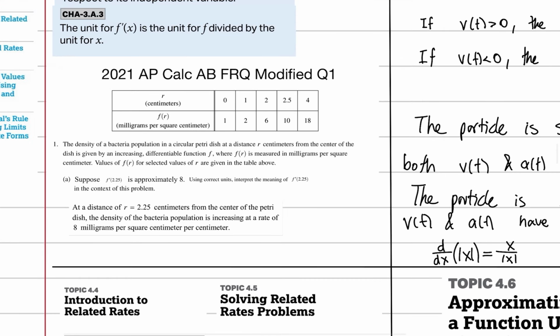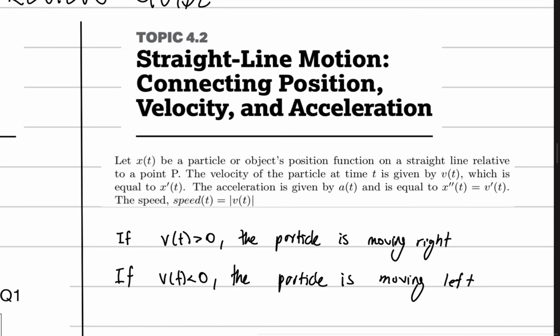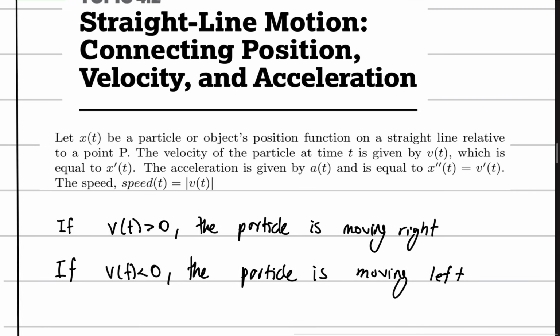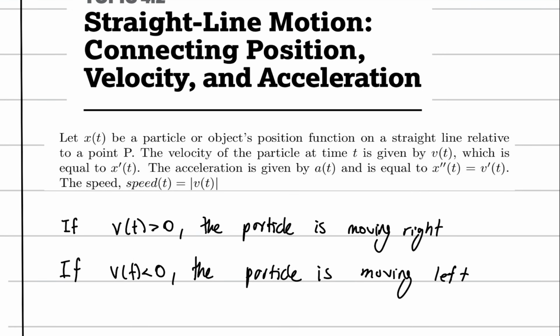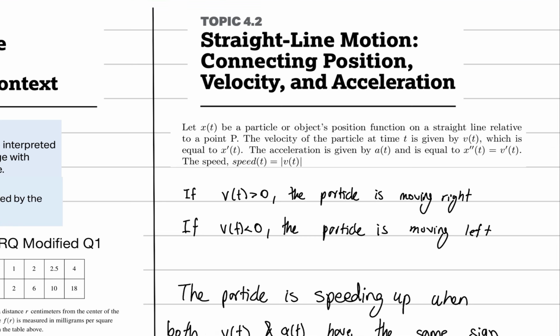Proper units. Now, 4.2 talks about rectilinear motion, particle motion: position, velocity, and acceleration. So we'll let x of t be a particle or object's position function on a straight line relative to a point P. The velocity of the particle at time t is given by v of t, which is equal to x prime of t. The acceleration is a of t, and it's x double prime of t, which is v prime of t, and the speed is the absolute value of velocity. If velocity is positive, the particle is moving to the right or up. If velocity is negative, it's moving to the left. Also, if you have north, east, south, west, you need to know that too.